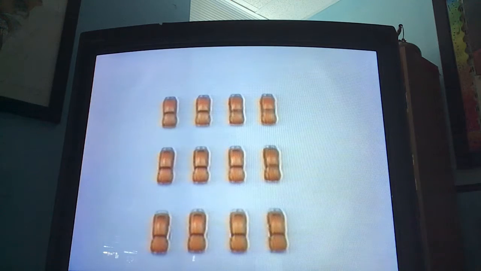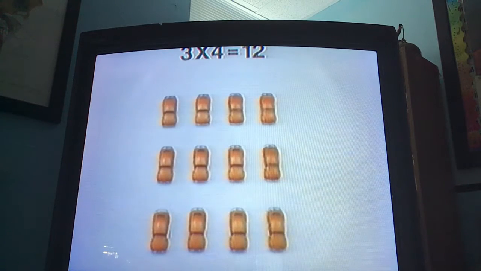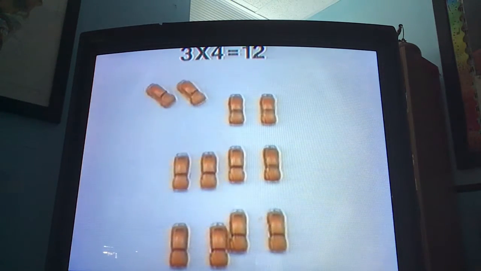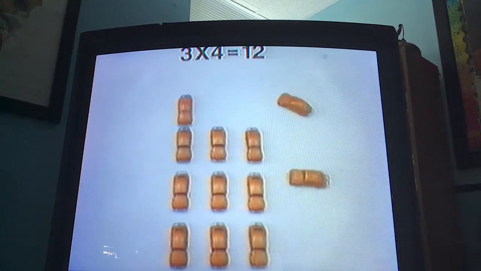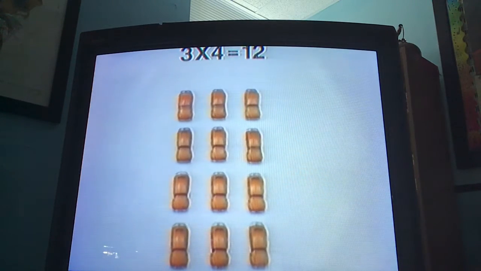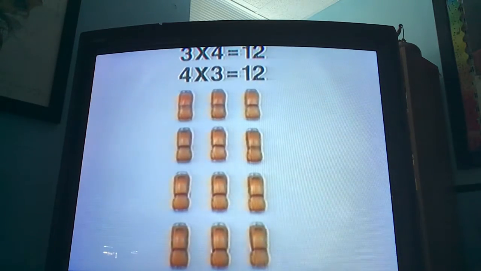Around our house, we say that 3 times 4 equals 12. Times means to multiply, and we use an X to represent multiplication. Now, if 3 times 4 equals 12, we can also say it's the same as 4 rows of 3 or 4 threes. Or it would be 4 times 3 equals 12. 4 times 3 equals 12 is the same as 3 times 4 equals 12. Well, now you've got it.